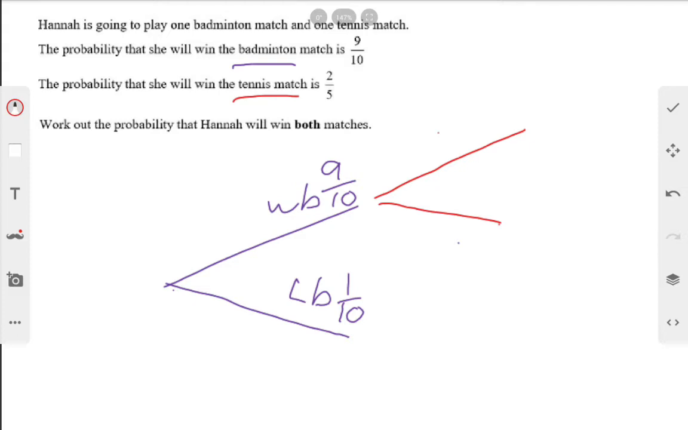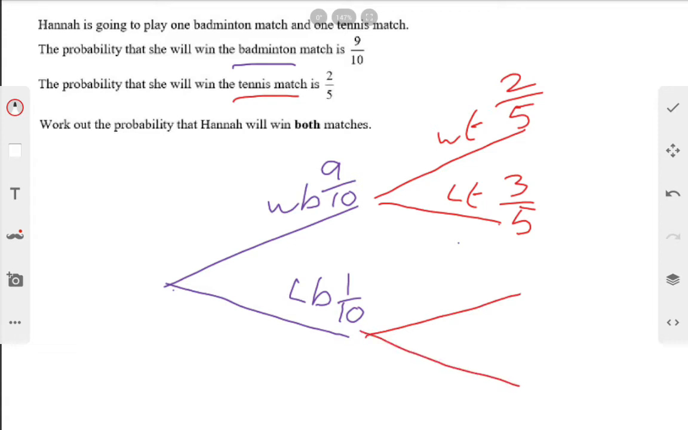So she can win the tennis match. The probability of that is going to be 2/5. She could also lose a tennis match. 2/5 to get to 1 will have to be 3/5. Now this exact same event can happen after she has lost the badminton match as well. Depending on what outcome she gets, it will not affect the tennis match because these are independent events. So our probabilities are going to be the same. So this is a complete tree diagram for the 2 events.